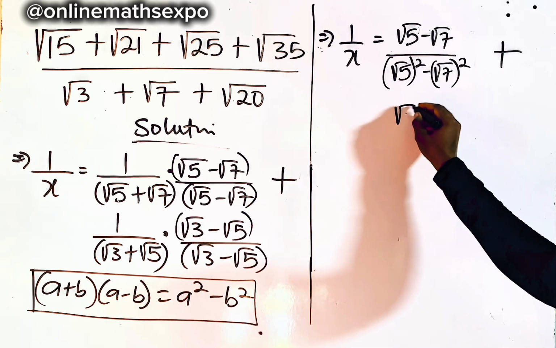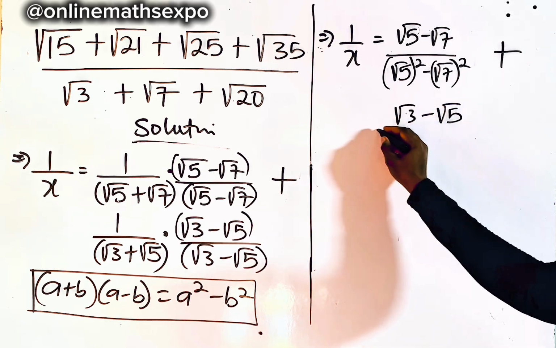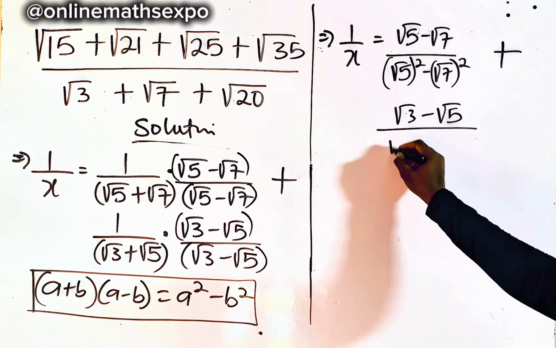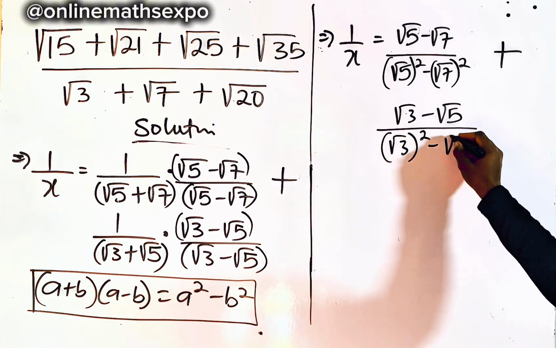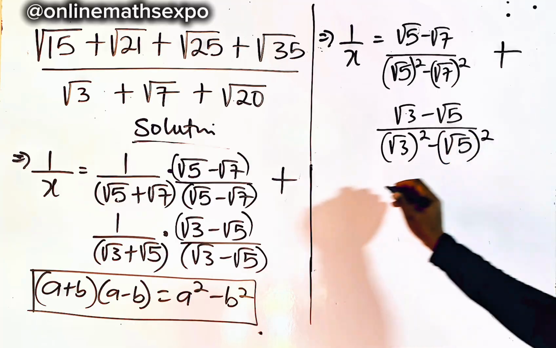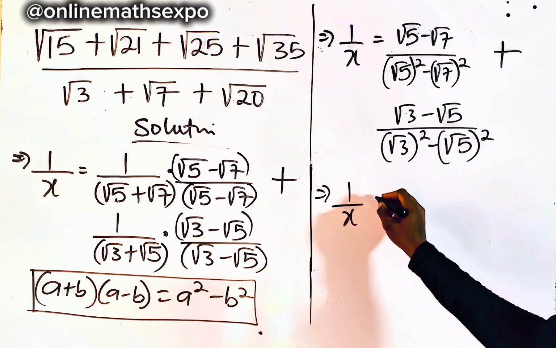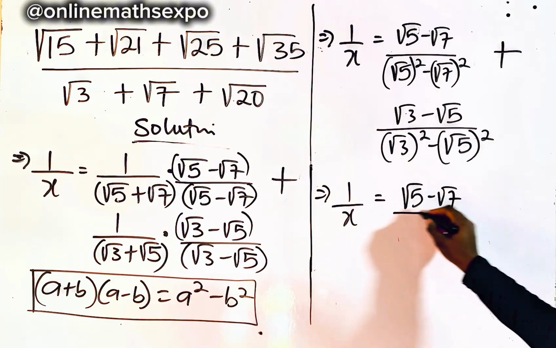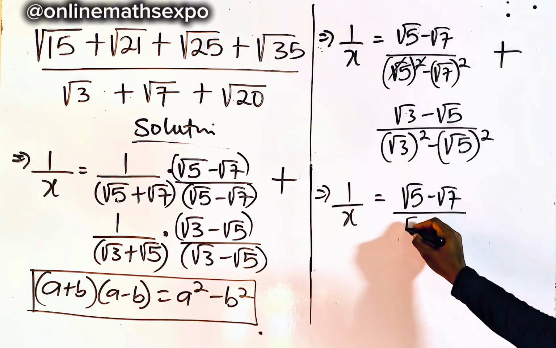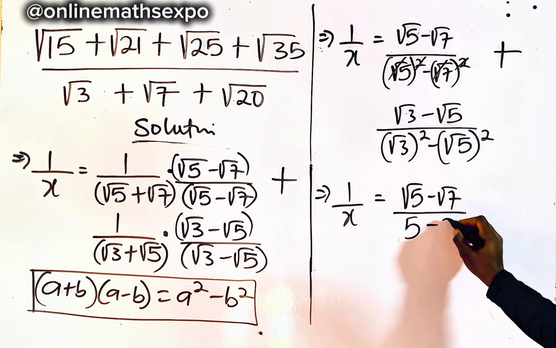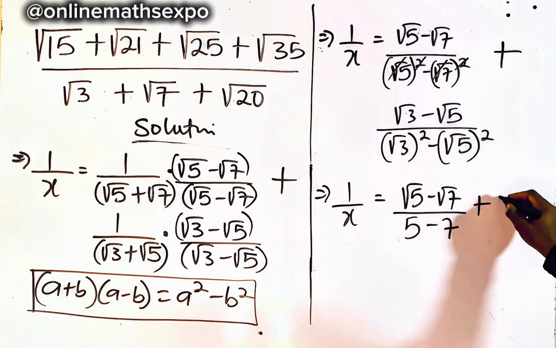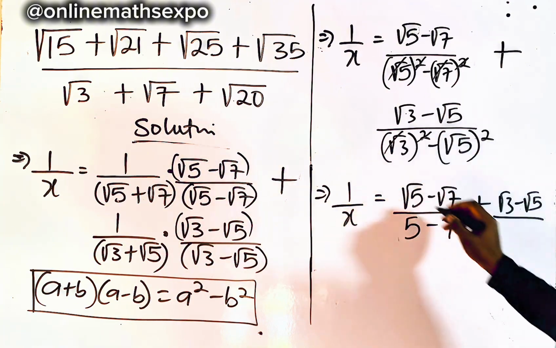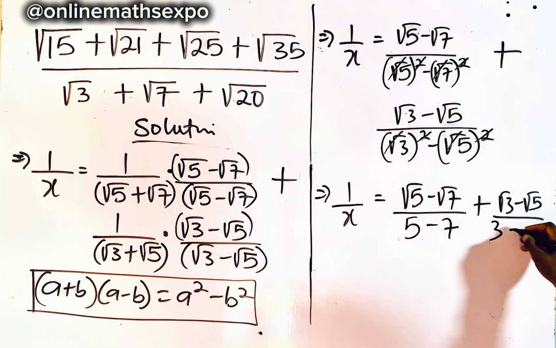It gives you root 3 minus root 5 divided by, for multiplying this to obey this. So we have root 3 squared minus root 5 squared. So if we simplify, we have 1 on x is equal to root 5 minus root 7. This square cancels square root, we have 5. This cancels, we have 7. And this will give us root 3 minus root 5. This cancels this, we have 3. This cancels, we have 5.